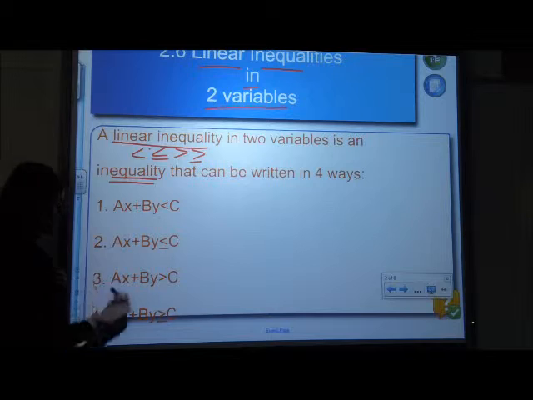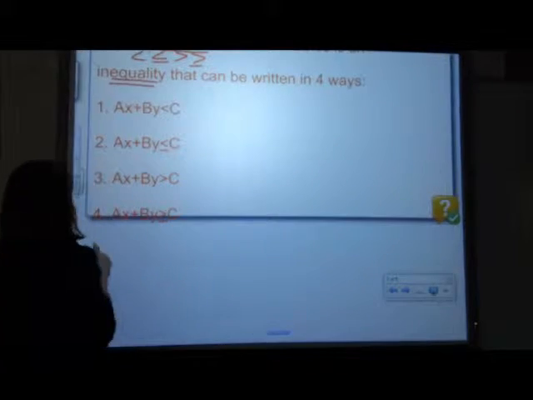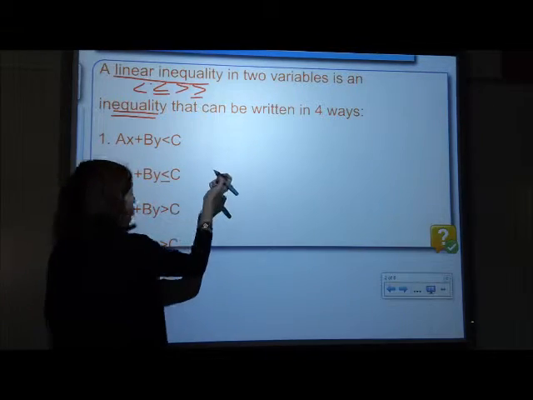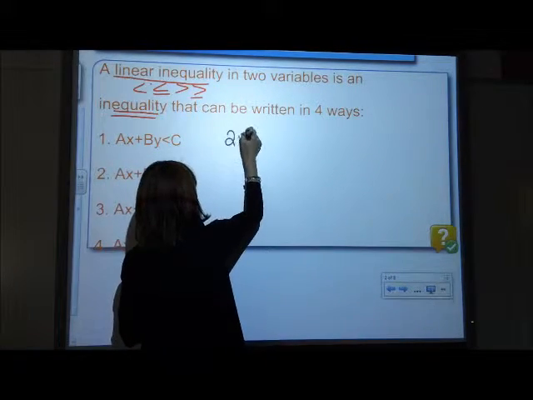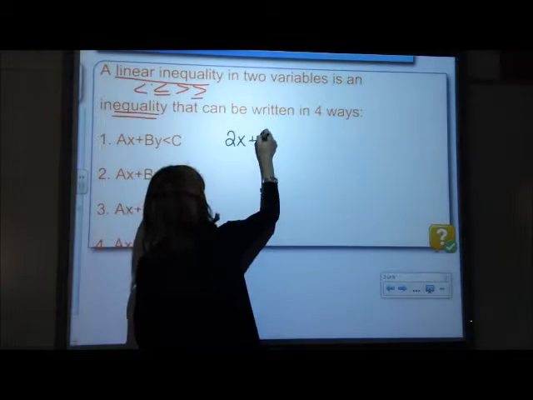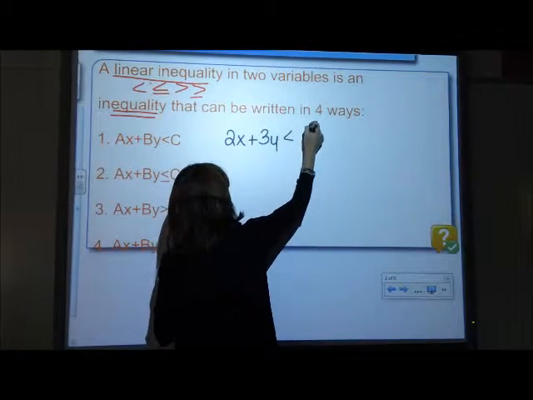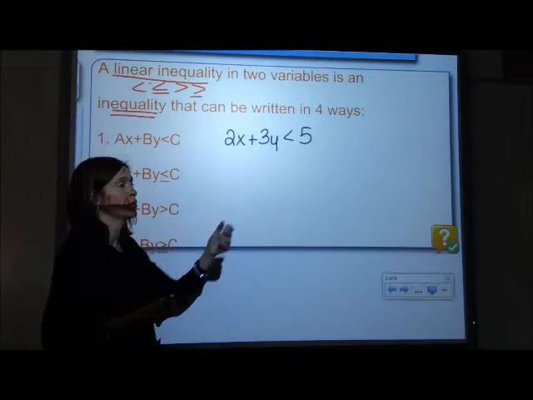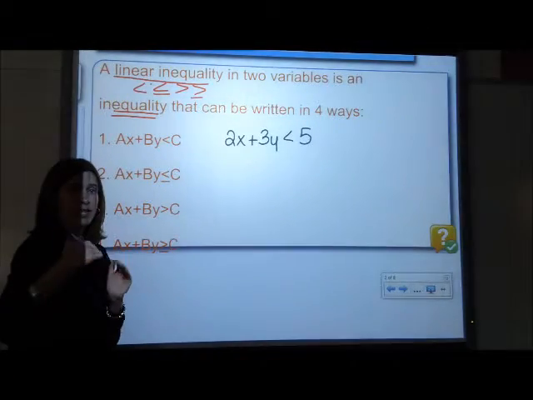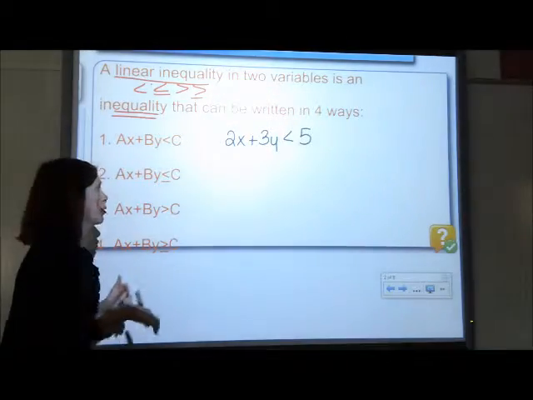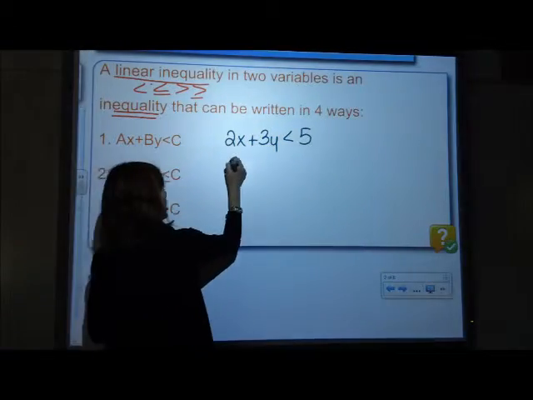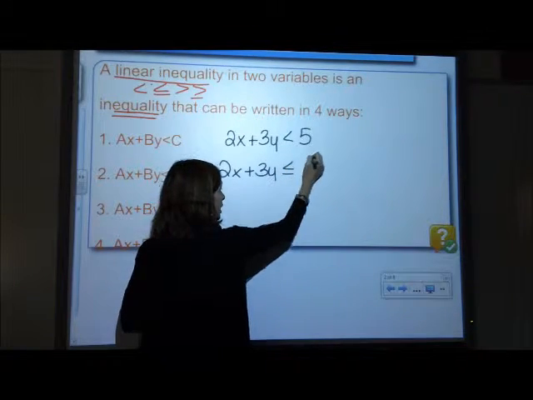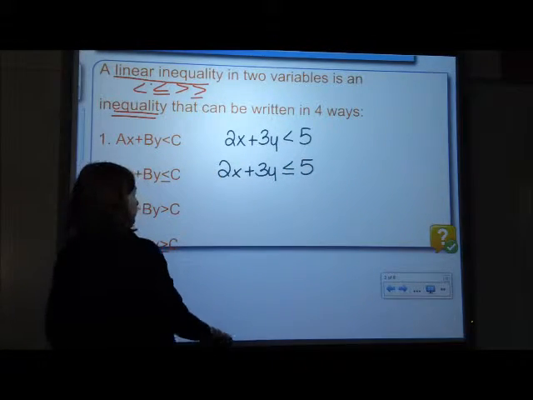Now, using symbolic notation or standard form, I can write it as ax plus by is less than c. Or, if I use numbers, the a would just be my number, 2x plus 3y is less than 5. So that's a linear inequality in two variables. Okay? Be very careful, it's not a system. A system would have two different inequalities. Alright, it could also be 2x plus 3y is less than or equal to 5.